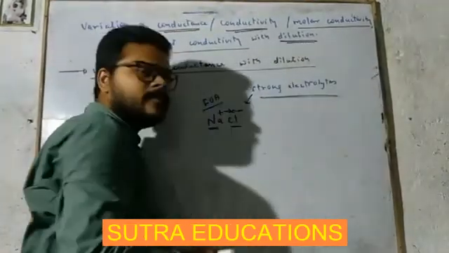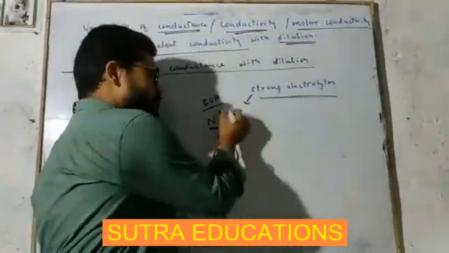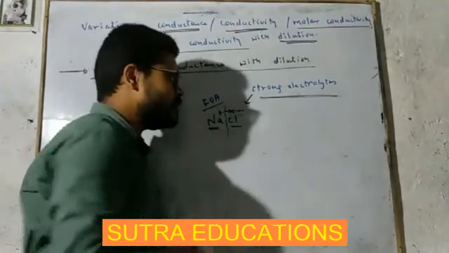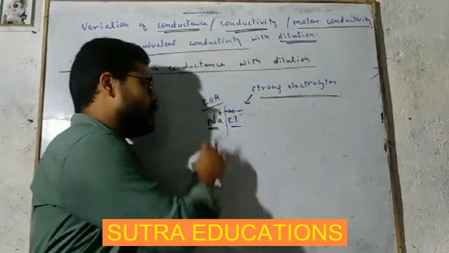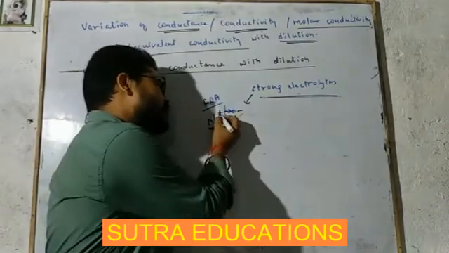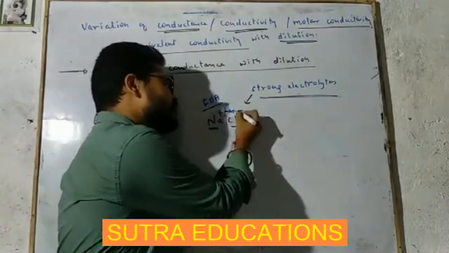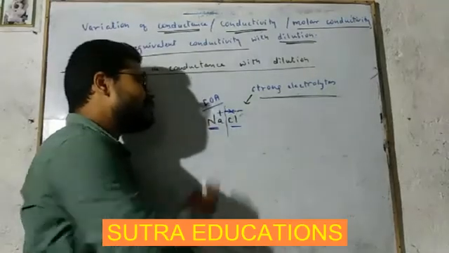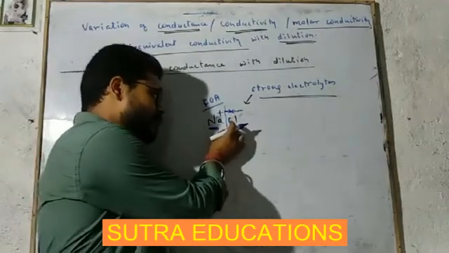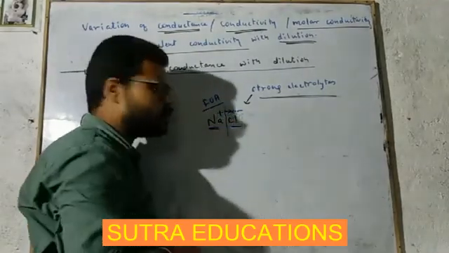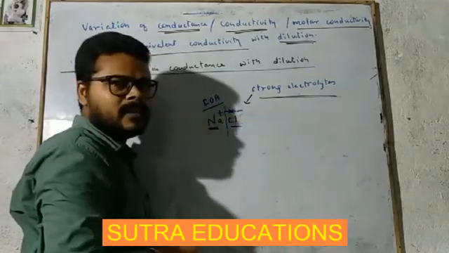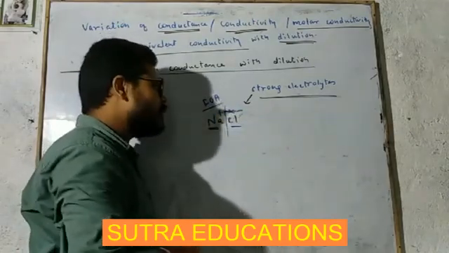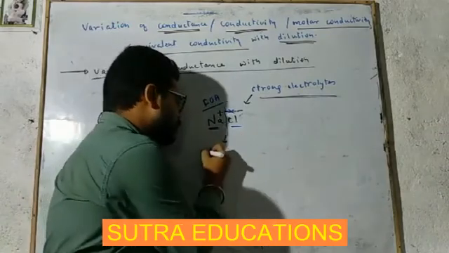cation and anion. So these have been separated, meaning dissociation has taken place, and after dissociation it has converted into Na+ and Cl-. But still, since there is a very small distance between these two ions, there exists a force of attraction between them, and due to this the mobility of ions is less.